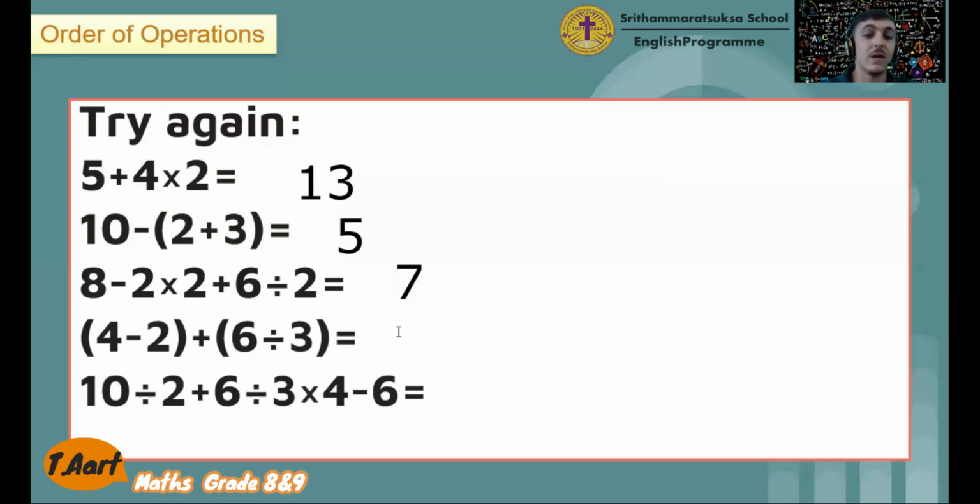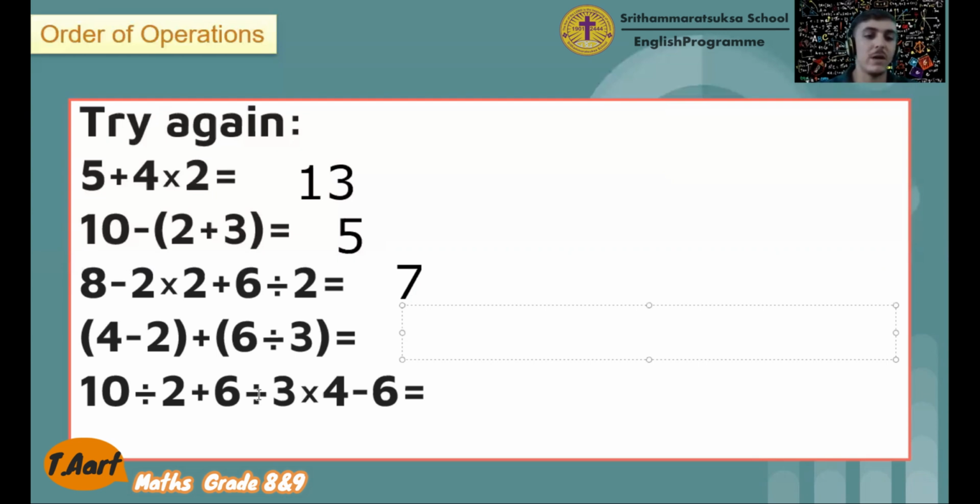Next one. Here we have 2 brackets. We can do either one first. It doesn't matter which order you do them in. So let's just go from left to right. 4 minus 2 is 2. And 6 divided by 3 is also 2. So 2 plus 2 is 4.